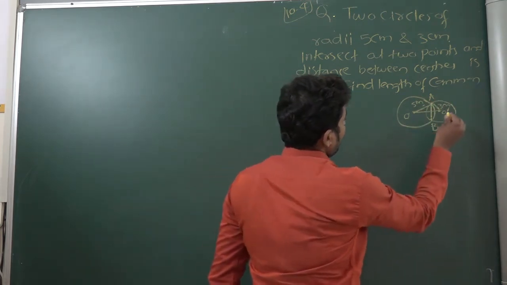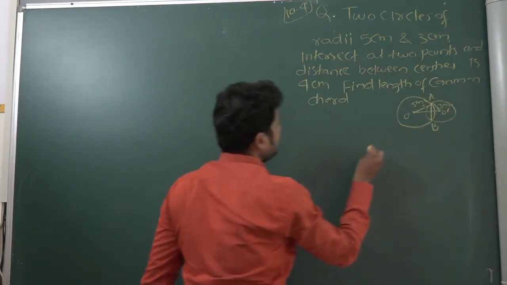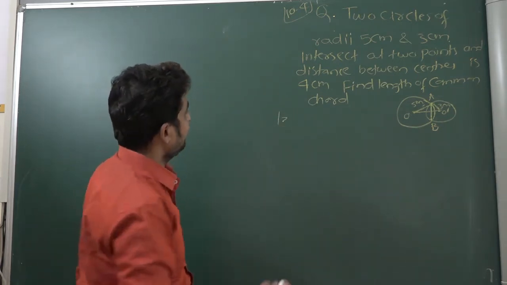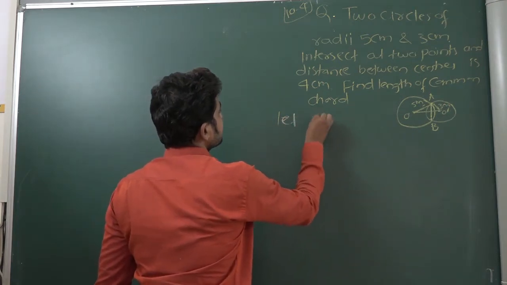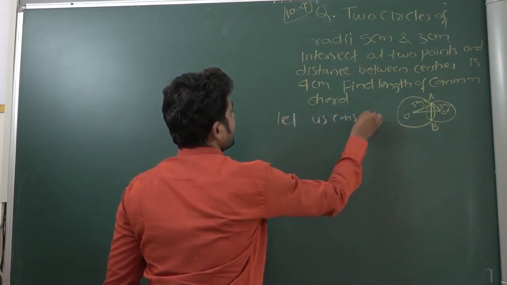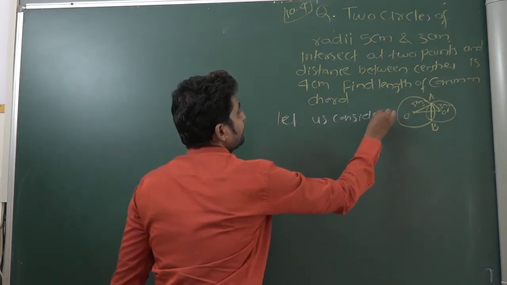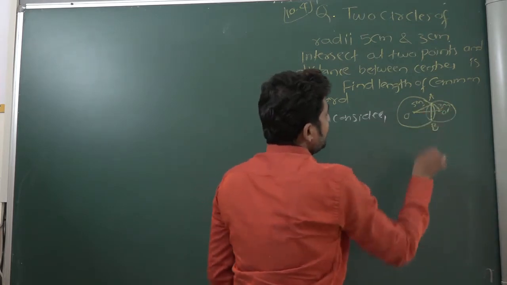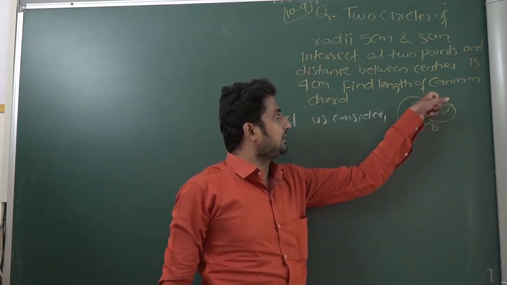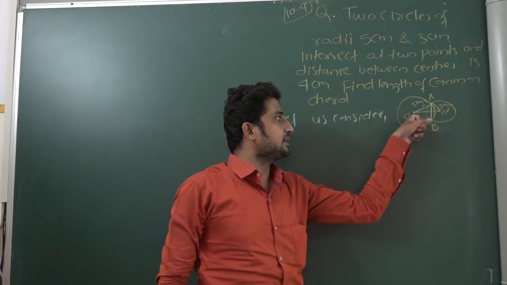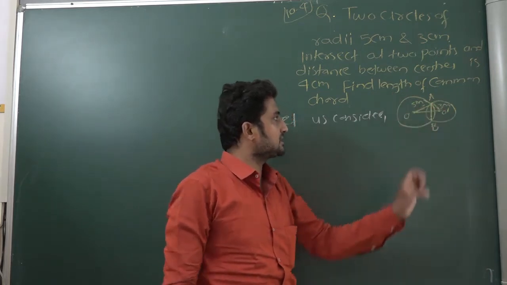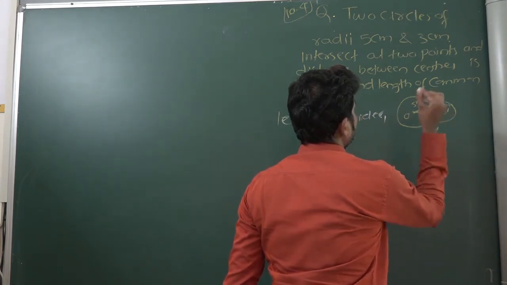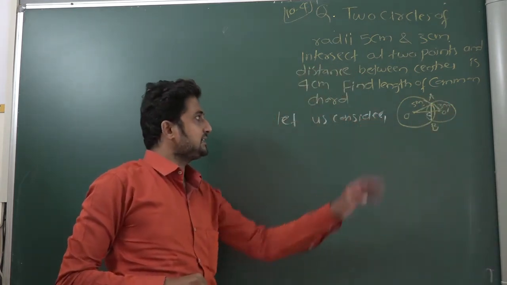Now we want to find the length AB. Let OO dash intersect AB at a point, and I call that point C.